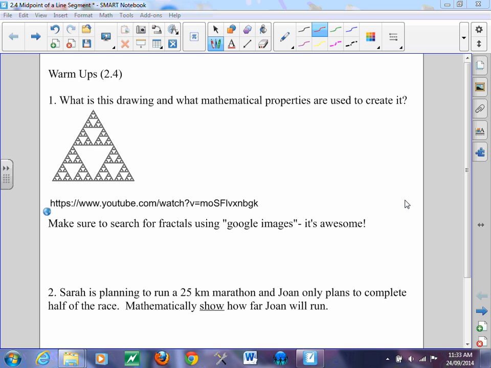Hello class, and welcome to lesson 2.4, midpoint of the line segment. Here's our warm-up today, and look at this drawing. It's pretty fascinating actually. It says, what is this drawing and what mathematical properties are used to create it?